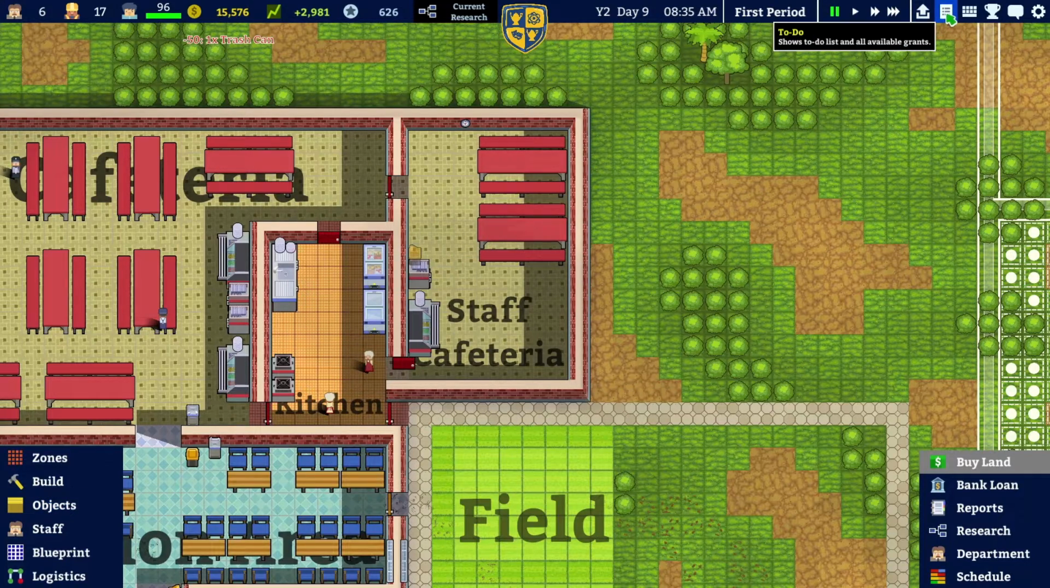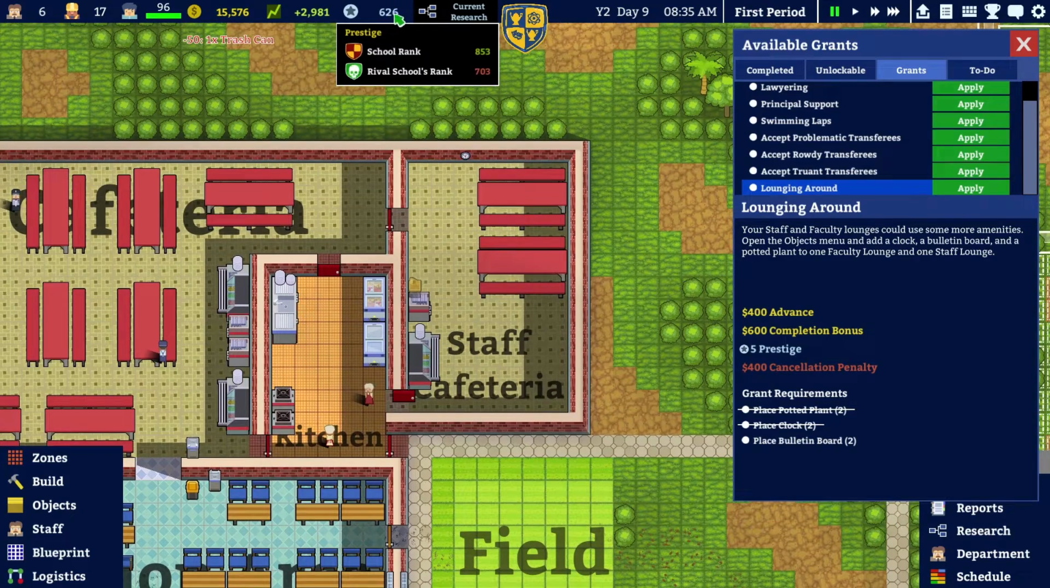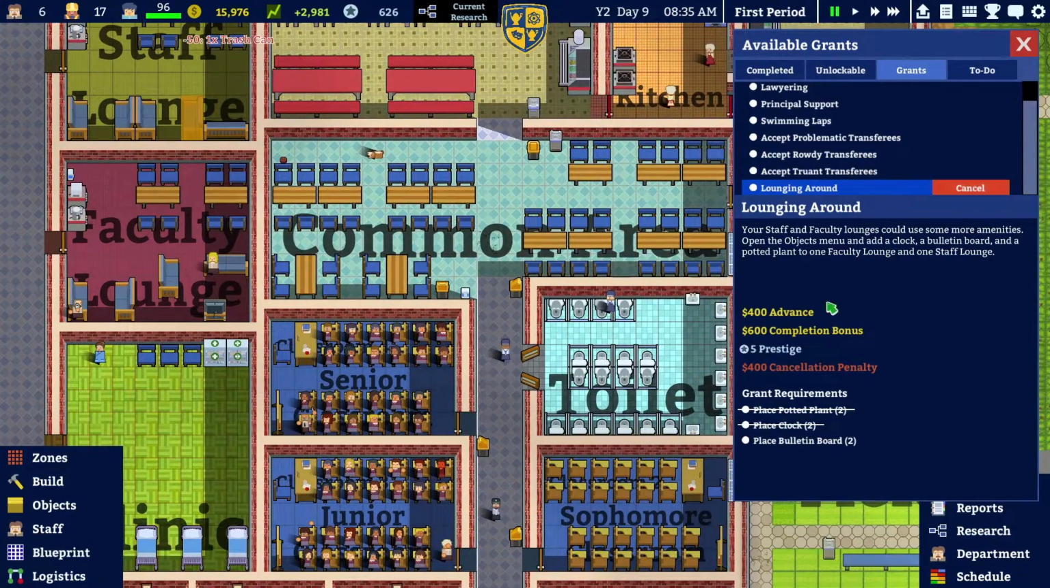Okay, what's lounging around? Which one was that one? Place a bulletin board. Oh, this is easy stuff, and it gets us 5 prestige. And all the prestige we can get is very good for our school going into the next year. So, yeah, 2 bulletin boards. Yes, we'll have that, please.